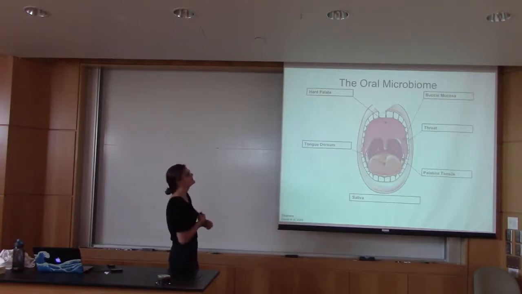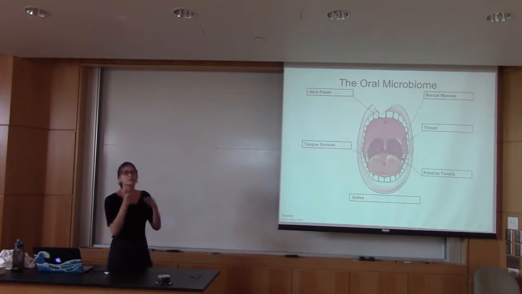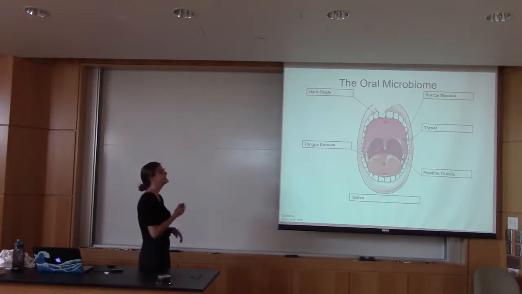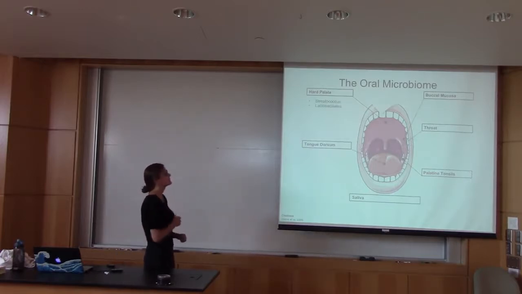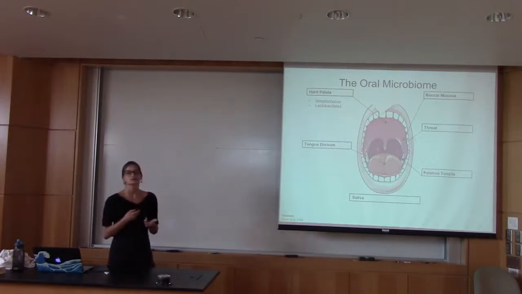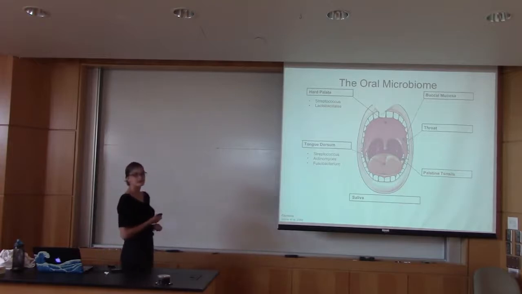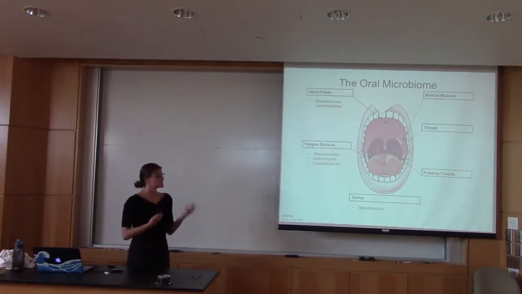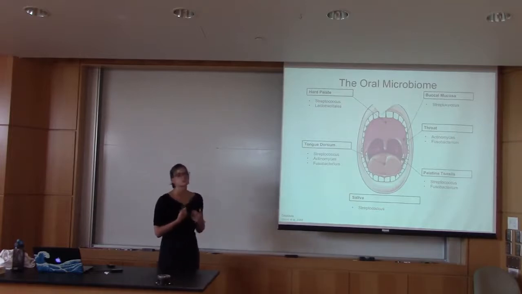The oral microbiome, although it is a small cavity, has several microbiomes within the oral cavity, and there can be differences in the types of microbes that grow based on the specific environment within your oral cavity. So for example, the hard palate has a lot of streptococcus and lactobacillus. The tongue has a lot of streptococcus, actinomyces, and fusobacterium. The saliva has a lot of streptococcus. The tonsils have a lot of streptococcus and fusobacterium. The throat has a lot of actinomyces and fusobacterium, whereas the buccal mucosa has a lot of streptococcus.